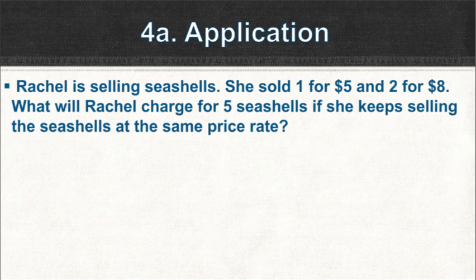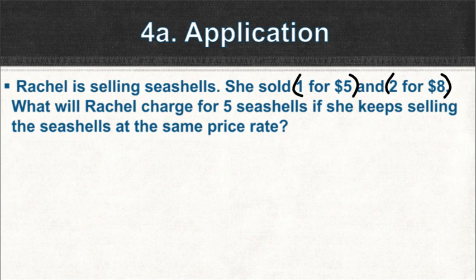Rachel is selling seashells. She sold one for $5, two for $8. What will Rachel charge for 5 seashells if she keeps selling the seashells at the same price? So this is one ordered pair. This is another ordered pair. So what we need to do is find an equation for that, so then we can substitute our 5 in there to solve.